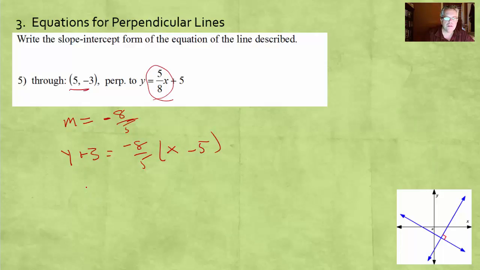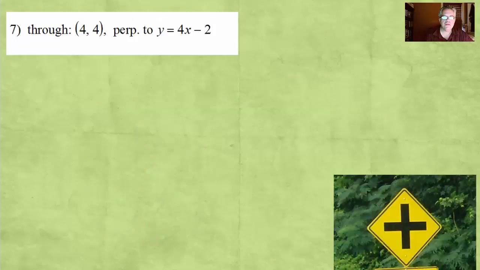Okay, so y plus 3 is negative 8/5 x, that's going to be plus 8. And subtract 3 from both sides, we get y equals negative 8/5 x plus 5. So notice this has slope 5/8. This has slope negative 8/5. They're opposite reciprocals. These two lines are perpendicular. Okay, let's try another one. See what comes up here.